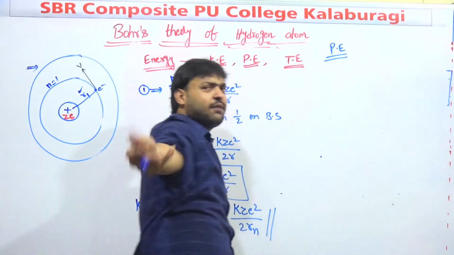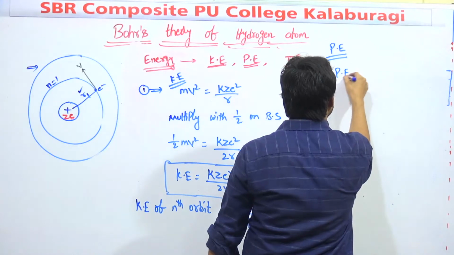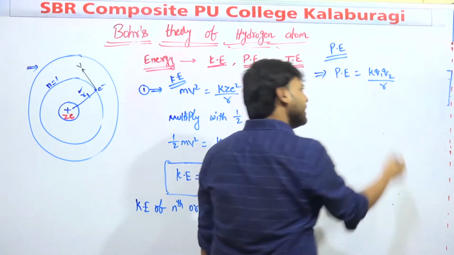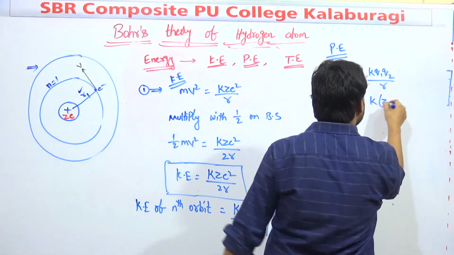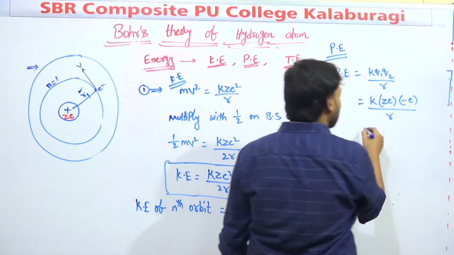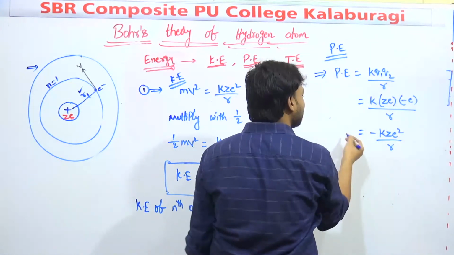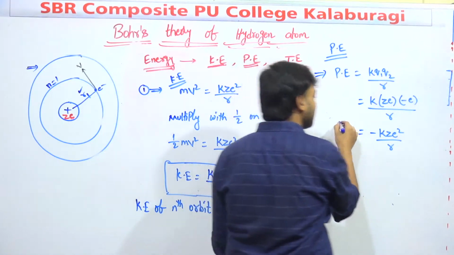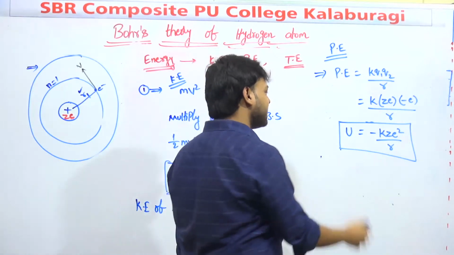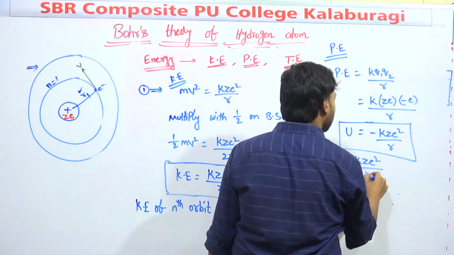So the same thing what Rutherford did, the same potential energy formula here also. It is K Q1 Q2 divided by R. Right? So substitute the values: K, Q1 nucleus, Q2 electron, divided by the distance between them. So I can write it as minus K Z e square divided by R, that is nothing but potential energy represented with U. So this also depends on the radius. So potential energy of the nth orbit equals minus K Z e square divided by Rn.